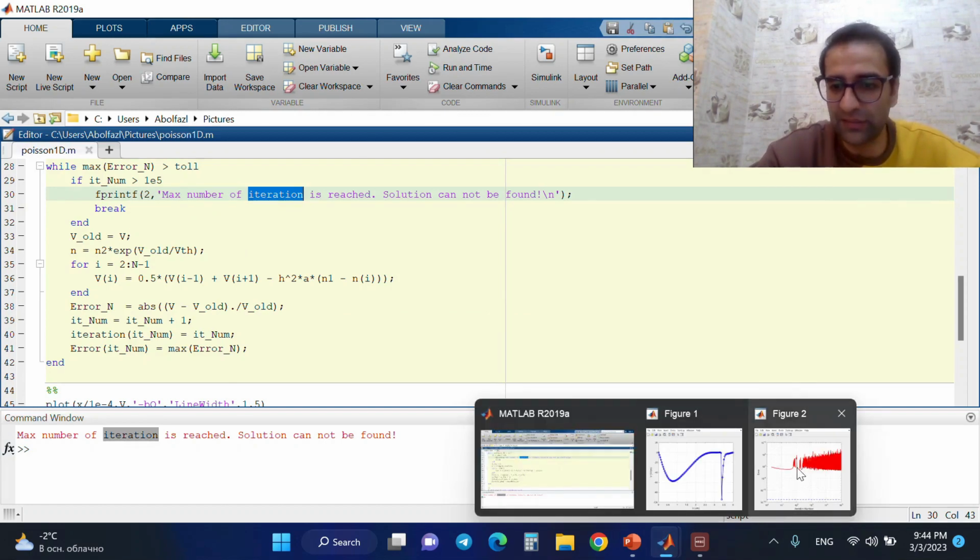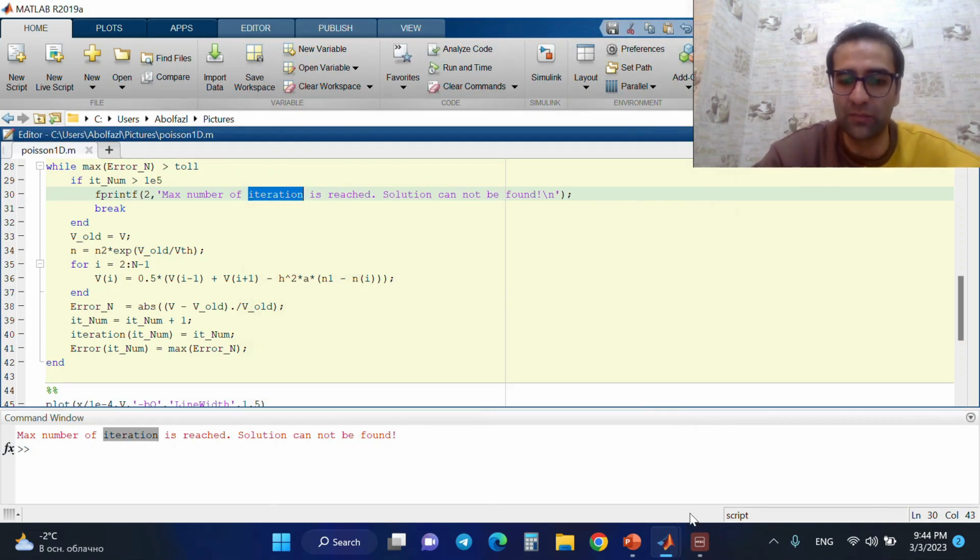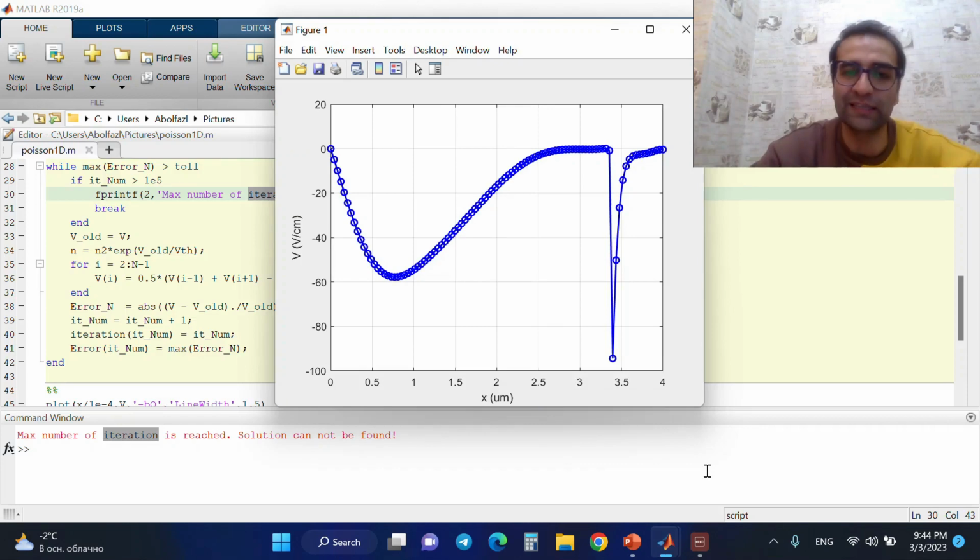If you look at the iterations, the convergence, you see that the maximum iteration that we defined to be 100,000 here is reached. It reaches the maximum iteration, but without any convergence. You see that very strong oscillation appears. Therefore, the solution is not trustable at all. The solution is completely wrong, and maybe you can confirm that by looking at the appearance of the potential. This solution is completely wrong.